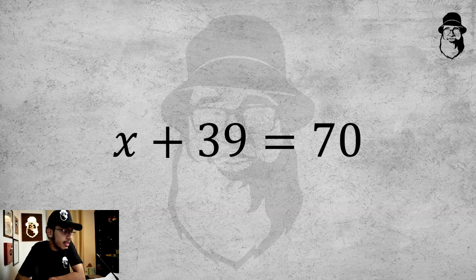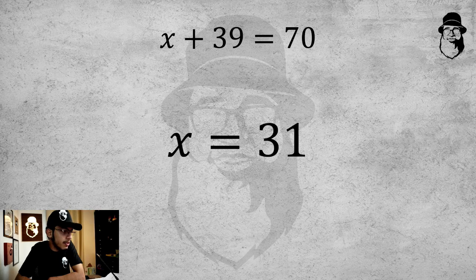Solve x plus 39 is 70. So to solve this equation, we just take 39 from 70. So x is equal to 31.